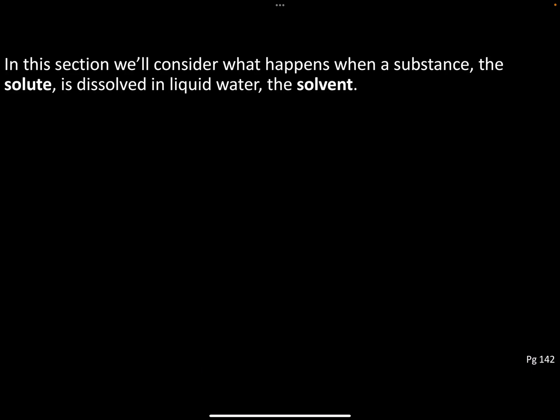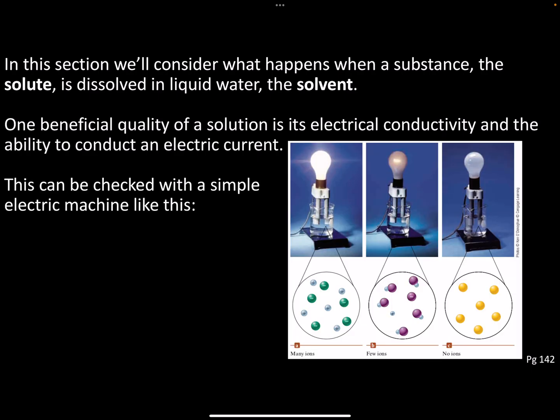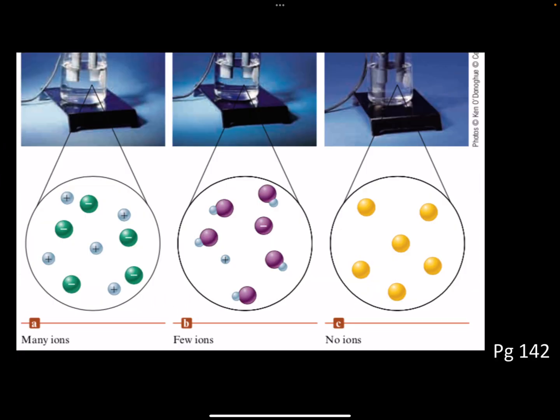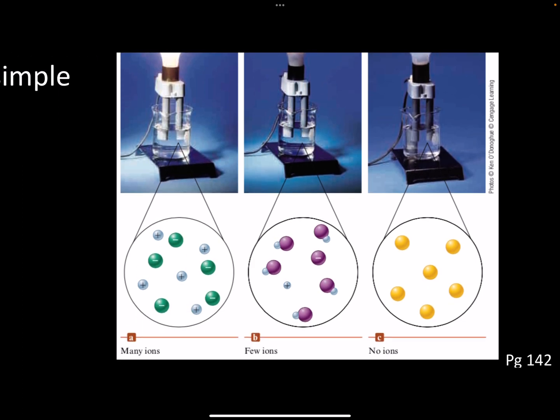We'll also consider in this section what happens when a substance, or the solute, is dissolved in liquid water, the solvent. So solutes are the solids that you place into the solvent, the liquid. One beneficial quality of a solution is its electrical conductivity and the ability to conduct an electric current. So this could be checked with a simple electric machine like this. This experiment basically shows how well this solution conducts electricity.